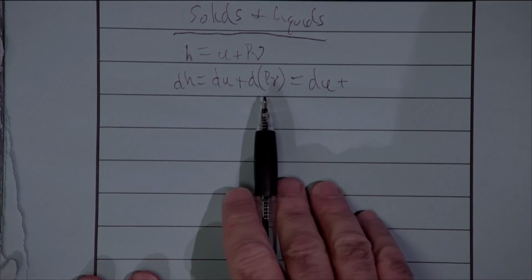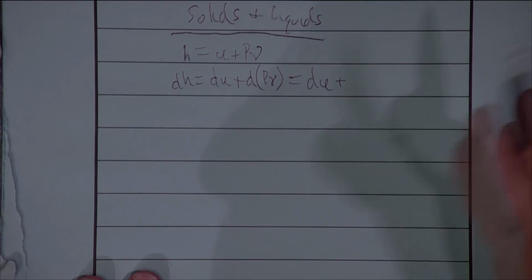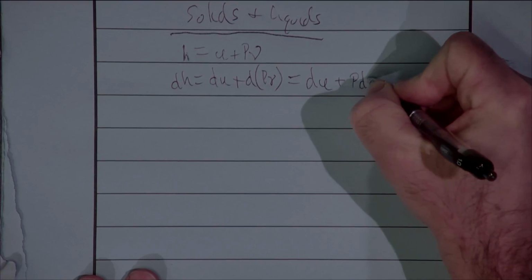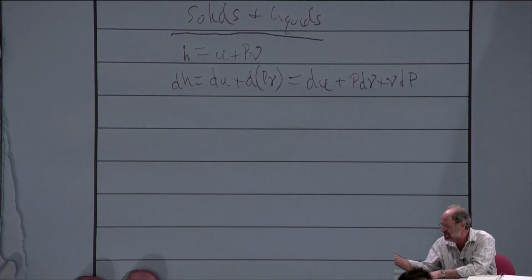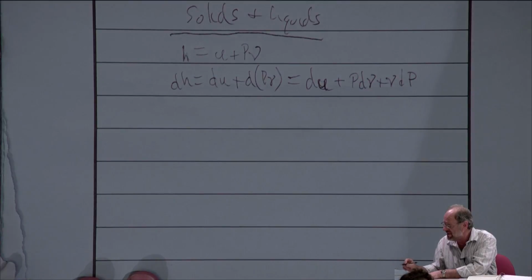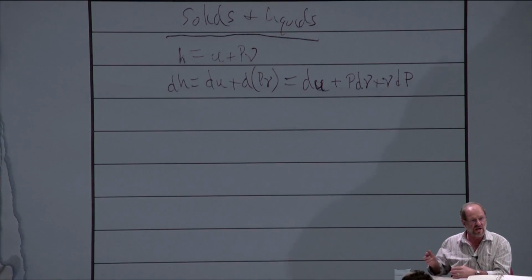And now what I want to do is just expand this second term on the right-hand side. Keep in mind that if you're taking the derivative of the product of two variables, you have to use the chain rule, right? So this is then going to be pressure times dv plus specific volume times dP. So that's how we do that differential. This is a u, by the way. Okay. And now we have to make some observations about solids and liquids.